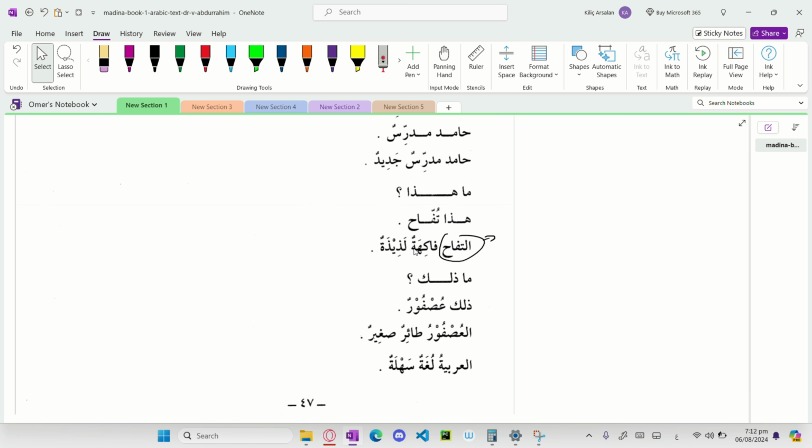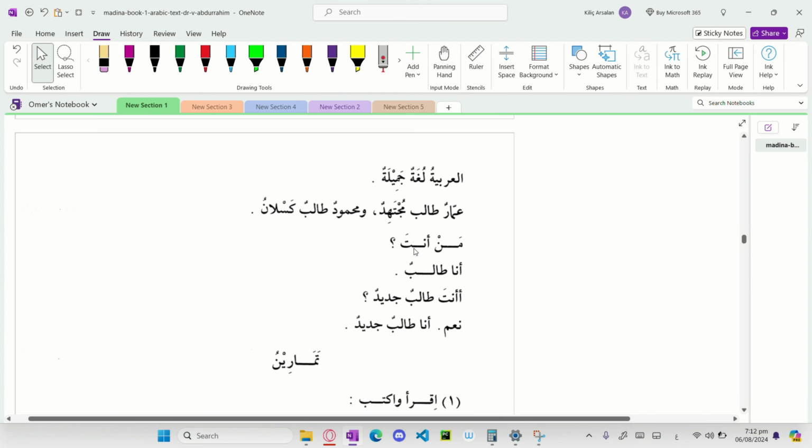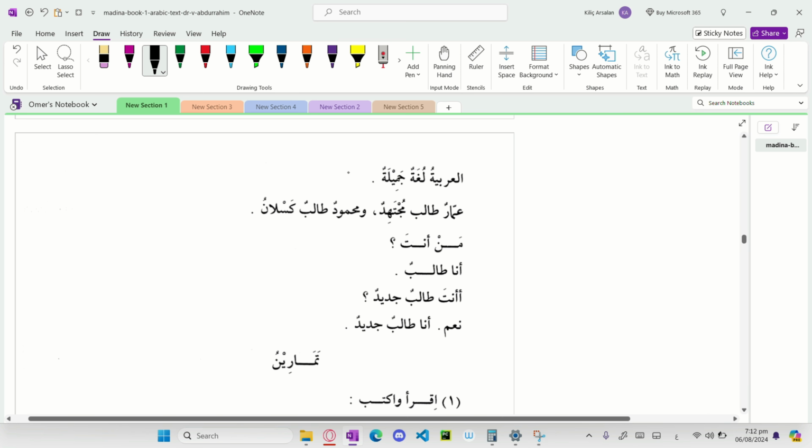العربية لغة سهلة. العربية, we can translate it as the Arabic language. The Arabic language is an easy language. العربية لغة جميلة. The Arabic language is a beautiful language. All of these examples are examples of na'at and man'ut, or noun and adjective. عمار طالب مجتهد. Ammar is a hardworking student. ومحمود طالب كسلان.